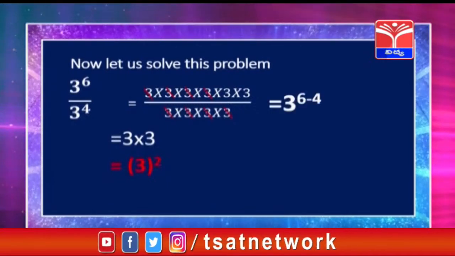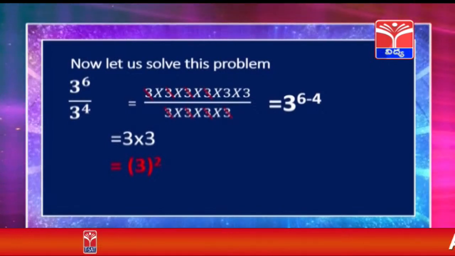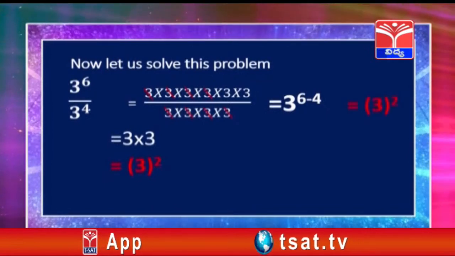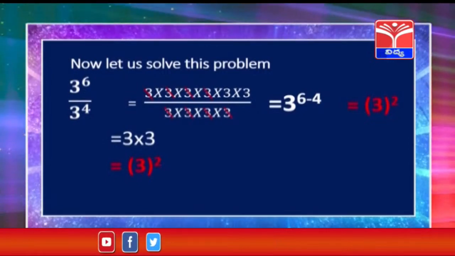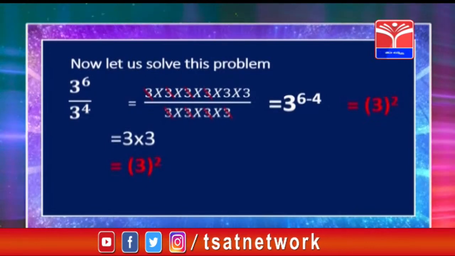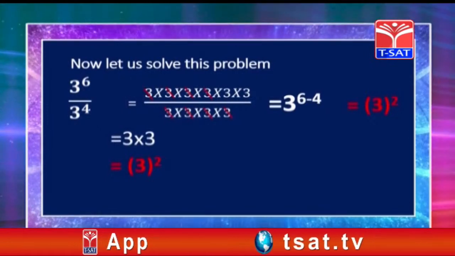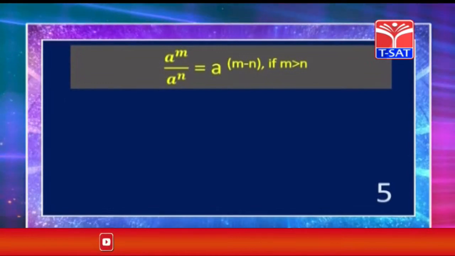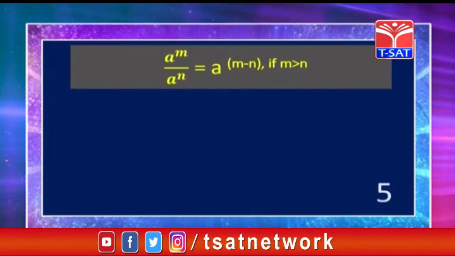Now look here. How did you get a 2 here? You can write it like 6 minus 4 also. That is equal to 3 to the power of 2. So here 3 to the power of 2 and 3 to the power of 2 both are equal. So the bases are equal. The base is 3 here, and the powers will subtract, 6 minus 4. You will get 2. Now the second law, a to the power of m by a to the power of n is equal to a to the power of m minus n, if the m value is greater than n.